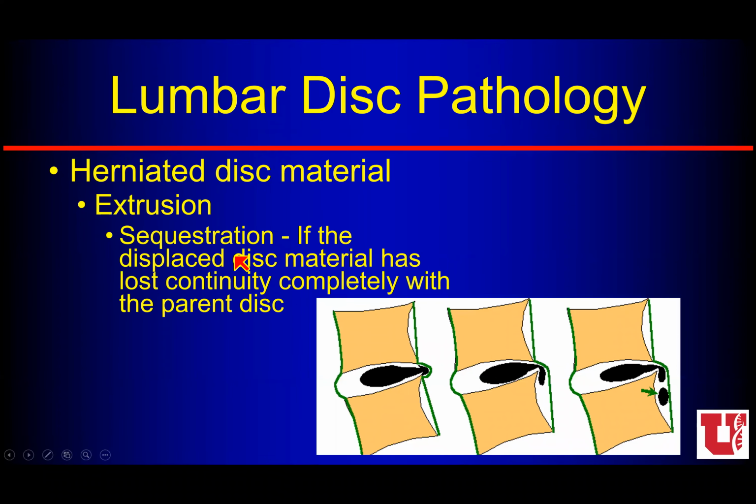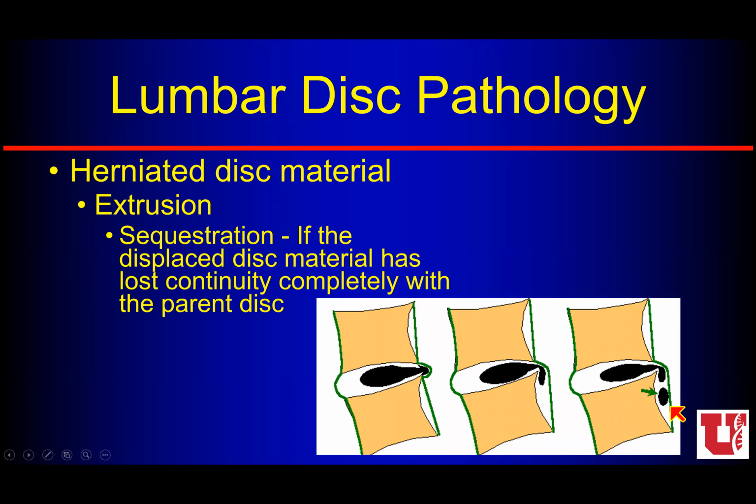we sometimes further divide them into different groups. So we can have a sequestration. That's if the displaced disk material loses continuity with the parent disk. So you may have some disk material coming out. Again, if it's bigger top to bottom than the base, that's a small extrusion. Then we can have a migration of disk material superiorly or inferiorly. And if it loses continuity with the disk material, then we call that an extrusion and sequestration at that level. So that part is a sequestration.